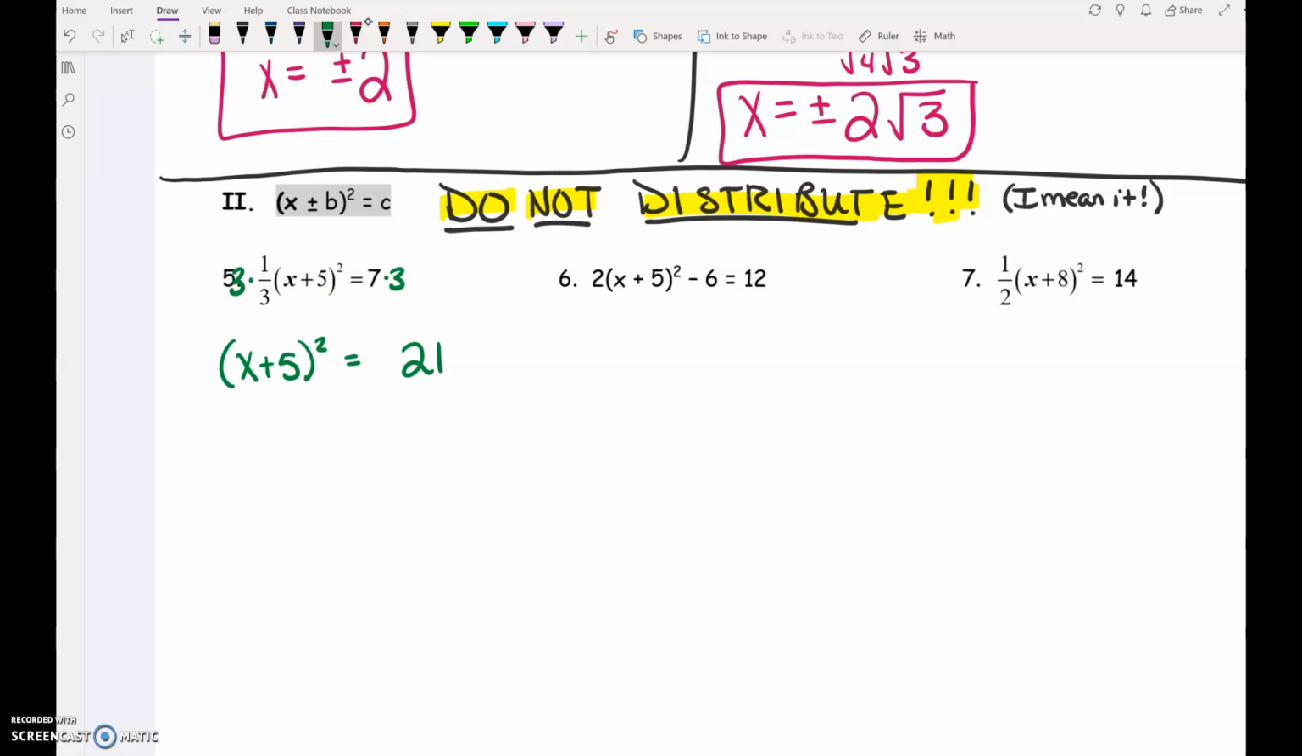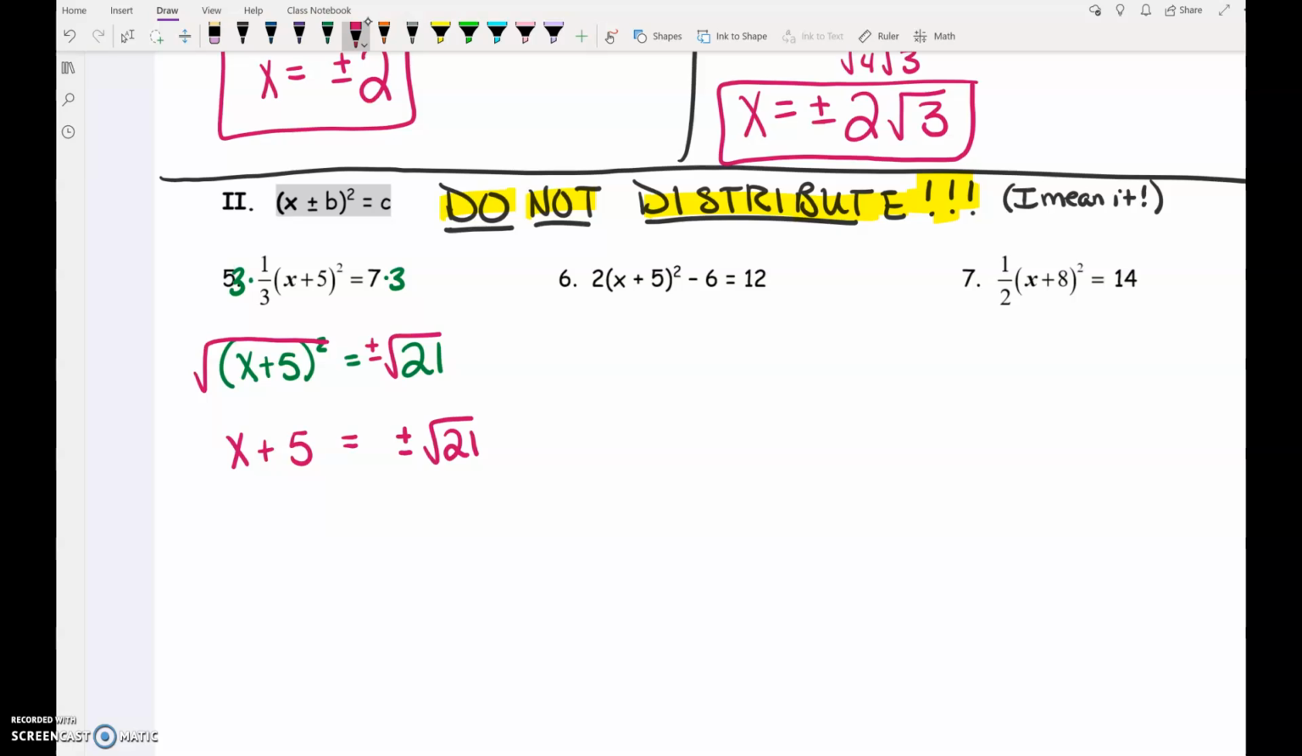Once the parentheses are completely by themselves, no number in front, no number added or subtracted after, now you can get rid of that padlock by square rooting both sides. The square root takes away the square, leaving us with just x plus 5 on the left. On the right, we need to think about, can we simplify the square root of 21? 16, 9, 4, no. So it stays the square root of 21.